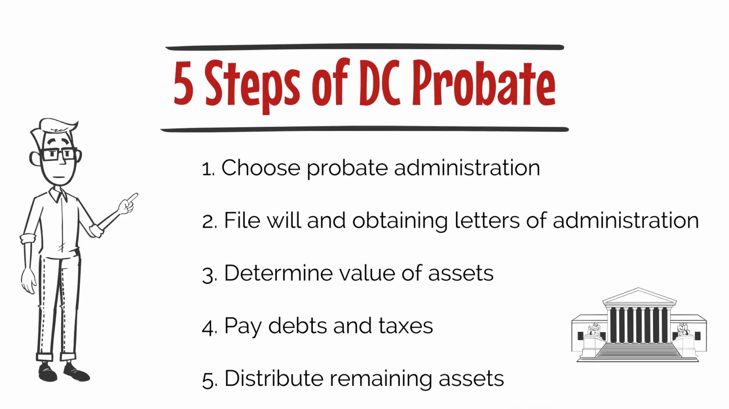Now on to the actual process. During the DC probate process, there are 5 steps. These steps are choosing the right probate administration, filing the deceased person's will and obtaining the letters of administration, determining the value of assets, paying the deceased person's debts and taxes, and distributing the remaining assets.